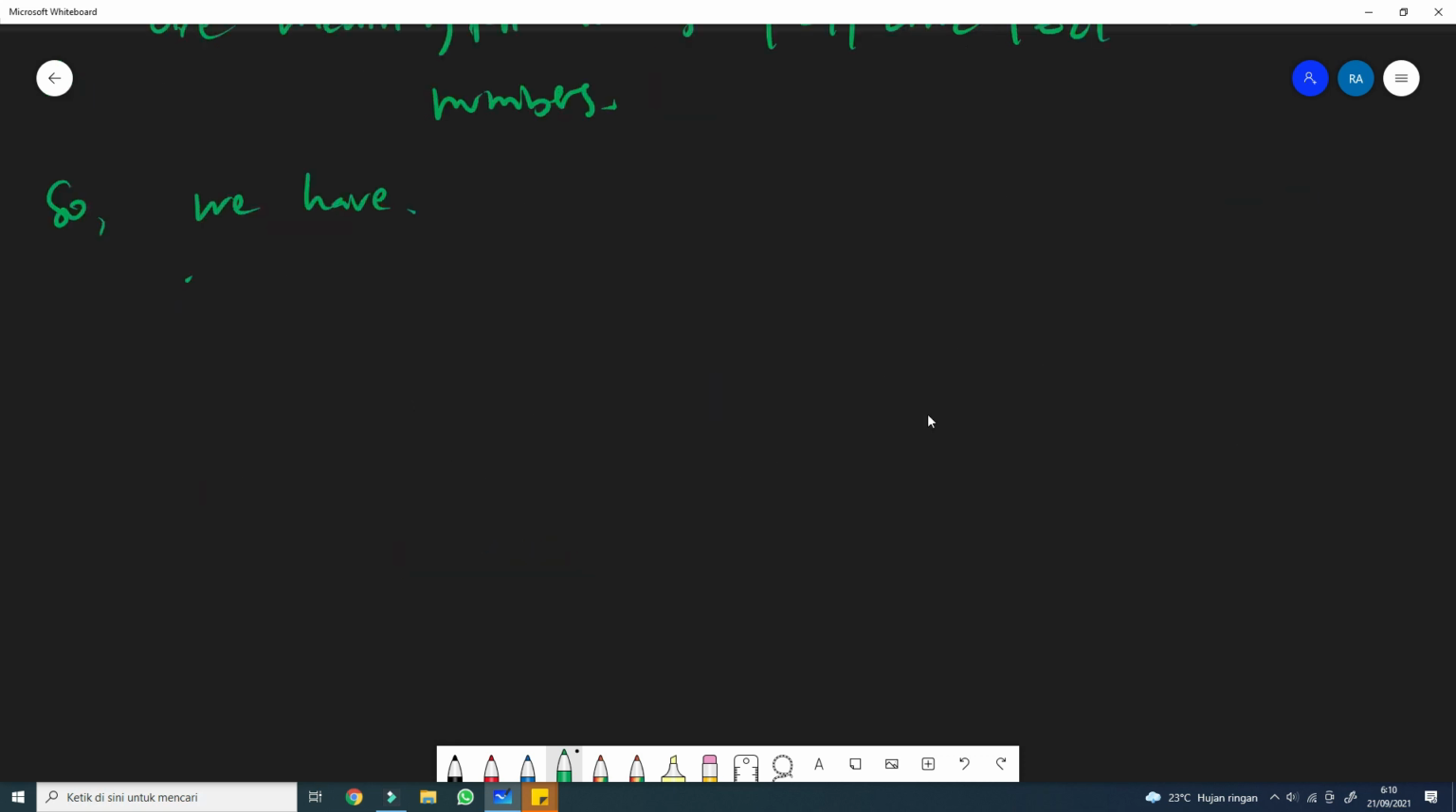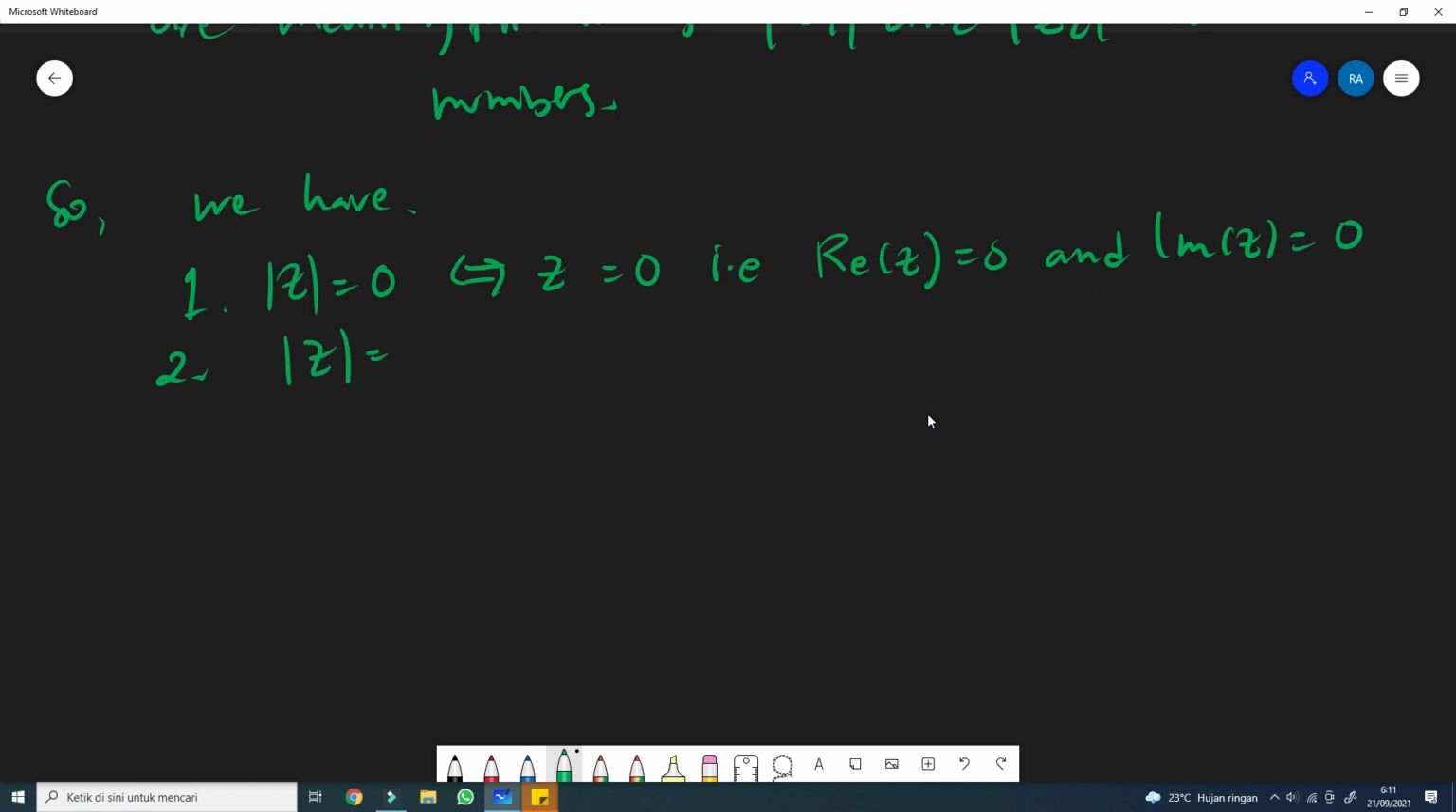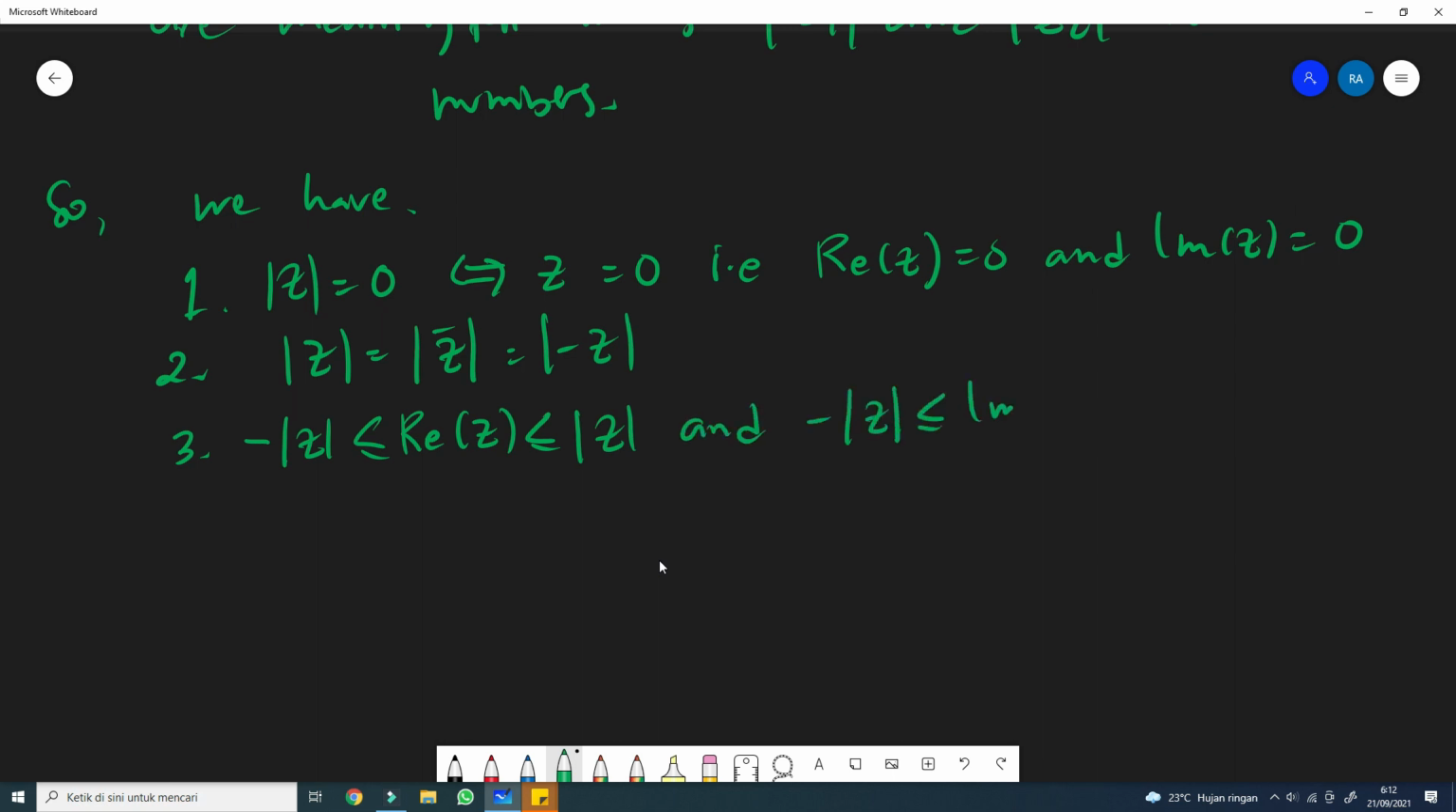So we have number 1, absolute z equals 0 when z equals 0. For example, the real part of z is 0 and the imaginary part of z is also 0. Number 2, absolute z equals absolute z bar and also equals absolute minus z. Number 3, the real part is bigger than or equal to minus absolute z and less than or equal to absolute z, and the imaginary part is also bigger than or equal to minus absolute z and less than or equal to absolute z.